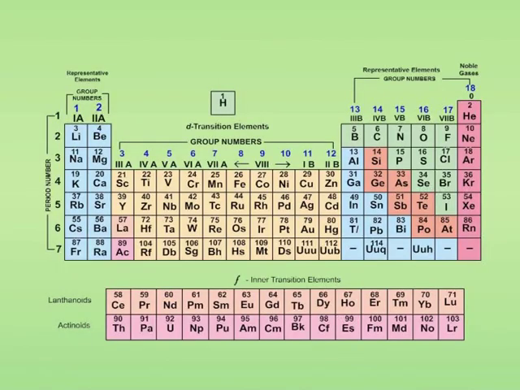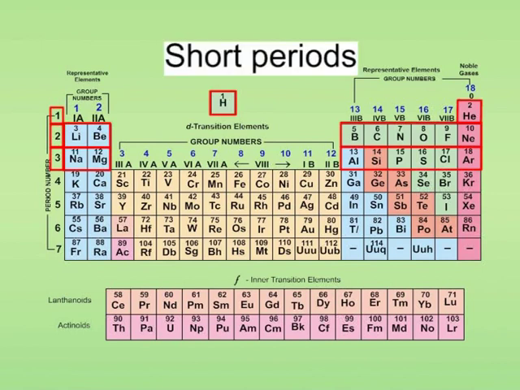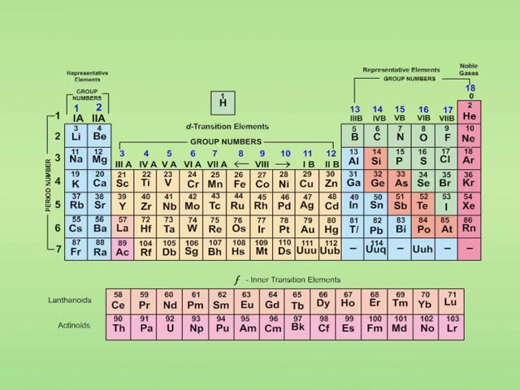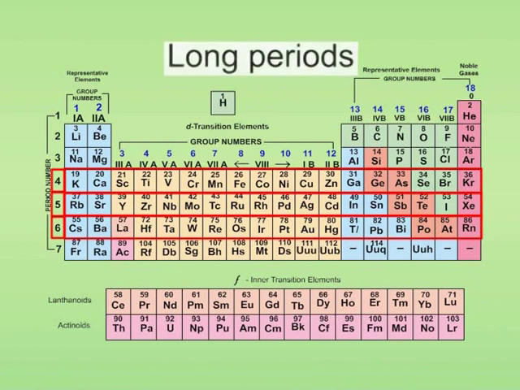The first three periods, that is first, second, and third, containing 2, 8, 8 elements respectively, are known as short periods, while the next three periods, that is fourth, fifth, and sixth, containing 18, 18, 32 elements respectively, are called long periods.